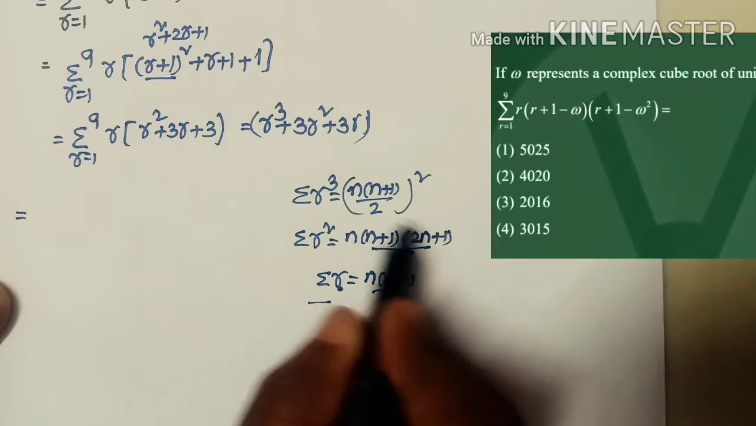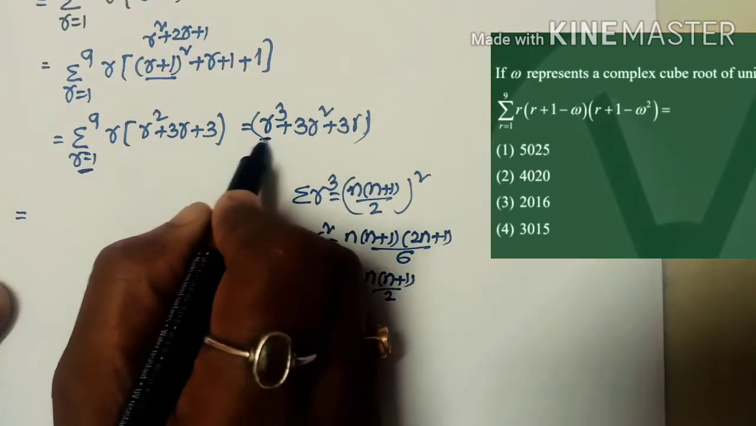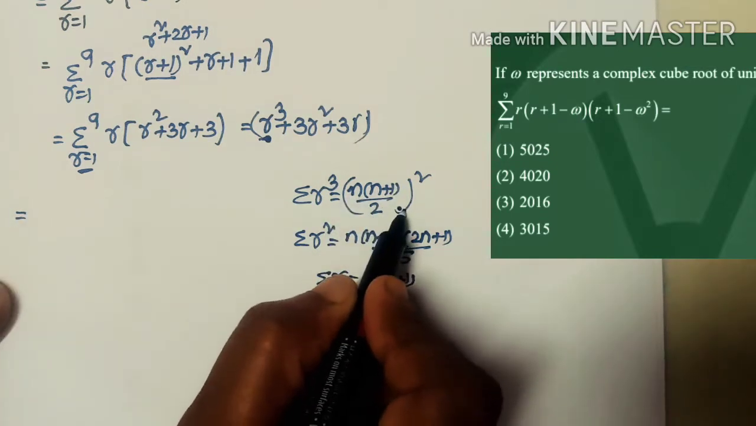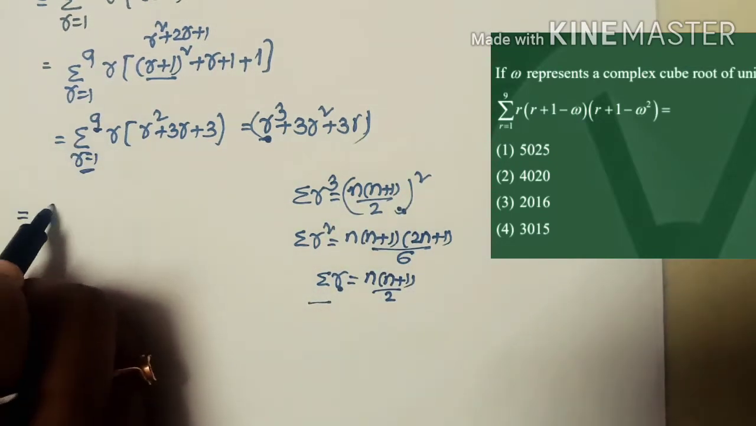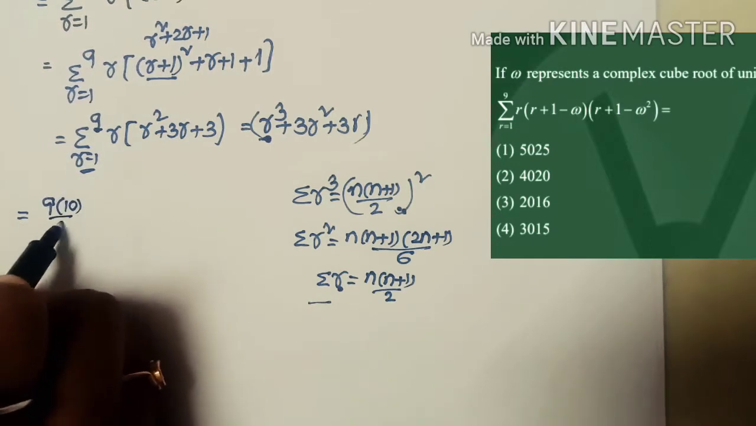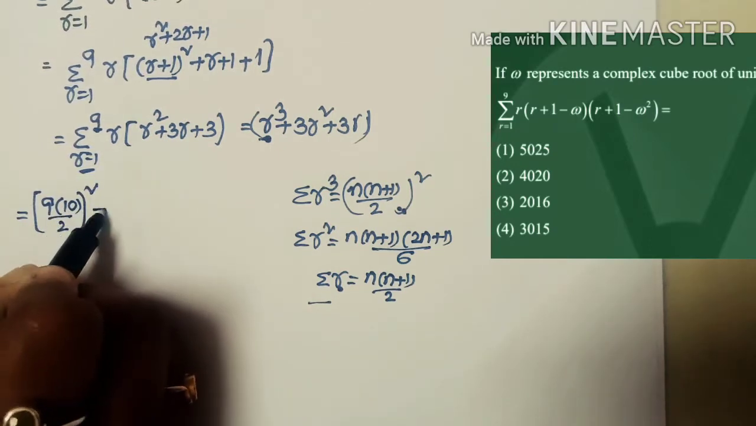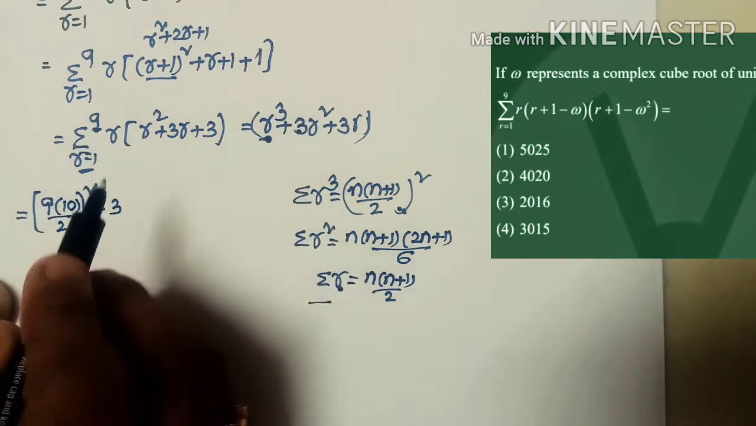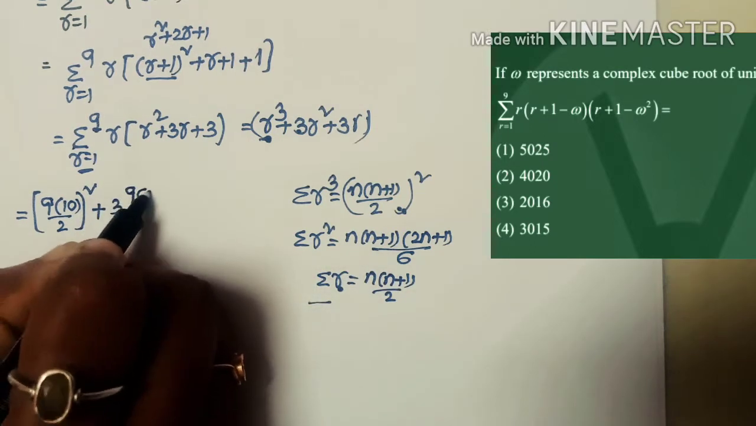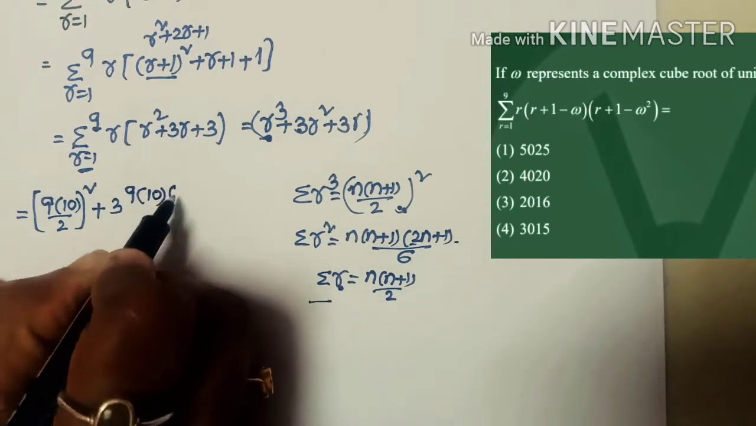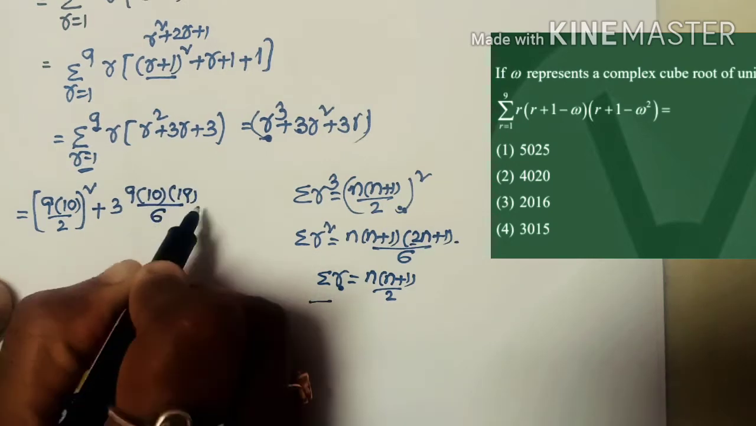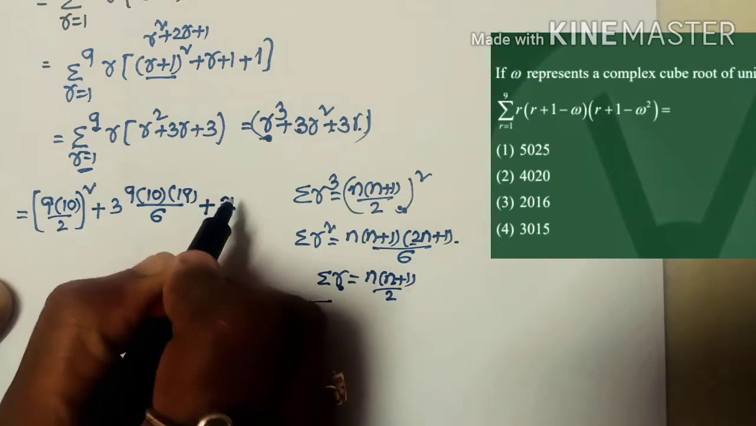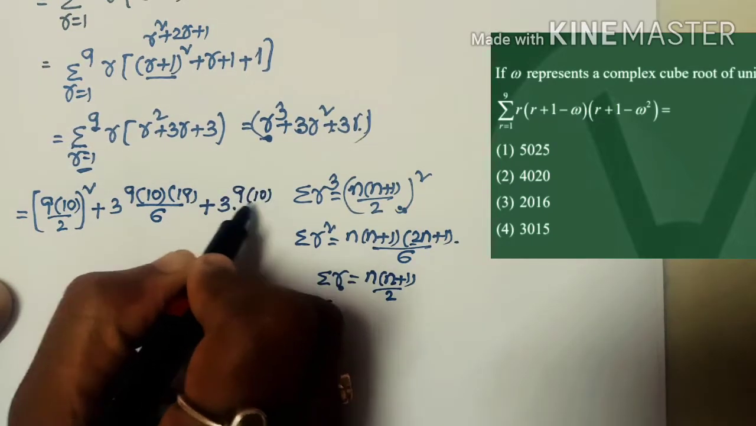So applying all the formulas to these terms, the first value sigma r cube is [n into (n plus 1) by 2] whole square, where n is equal to 9 here, that is (9 into 10 by 2) whole square. This is the first value, plus 3 into sigma r square, that is 3 into 9 into 10 into 19 by 6, plus 3 into sigma r, that is 3 into 9 into 10 by 2.